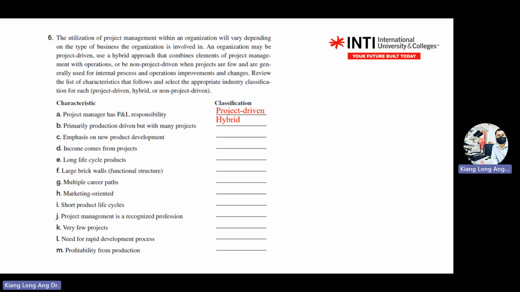K, very few projects. This one is non-project. If you have very few projects, it is non-project. Need for rapid development process: this one is R&D, so this one is hybrid. L is hybrid. M, profitability from production is non-project driven. Okay, so we have all.